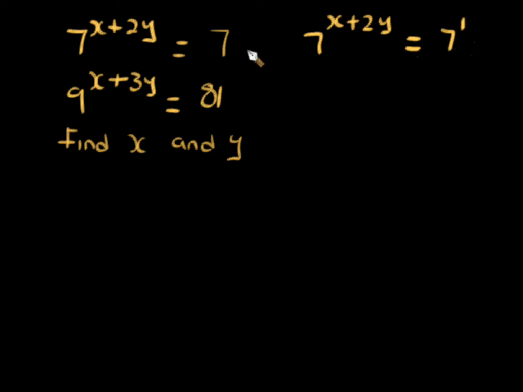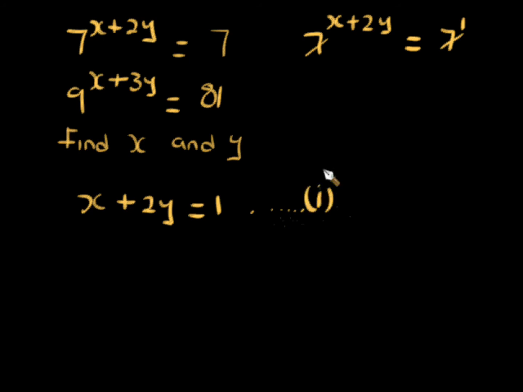power 1. Here we notice that a number standing on its own has an imaginary power of 1. So since the bases are equal, this base cancels out and this base cancels out. So we are left with x plus 2y equal to 1 as our first equation. We can name that equation 1.